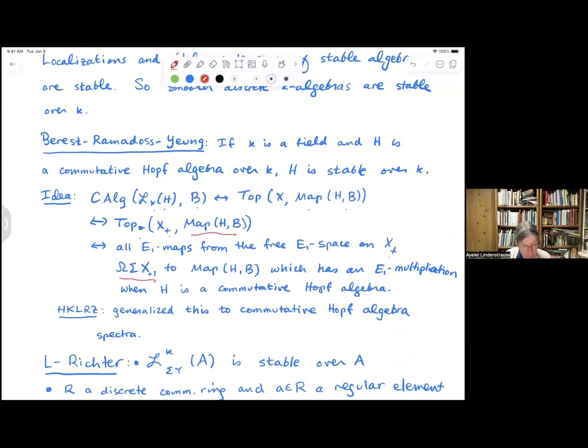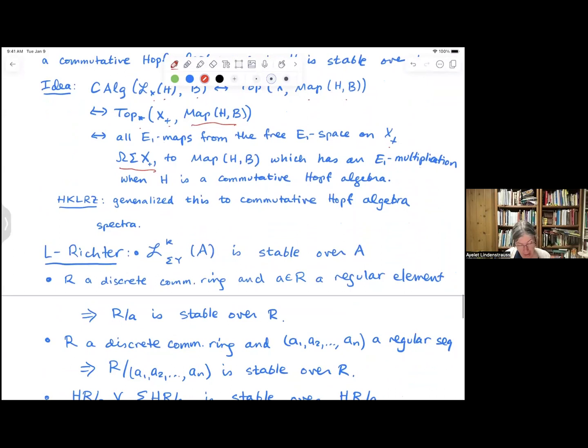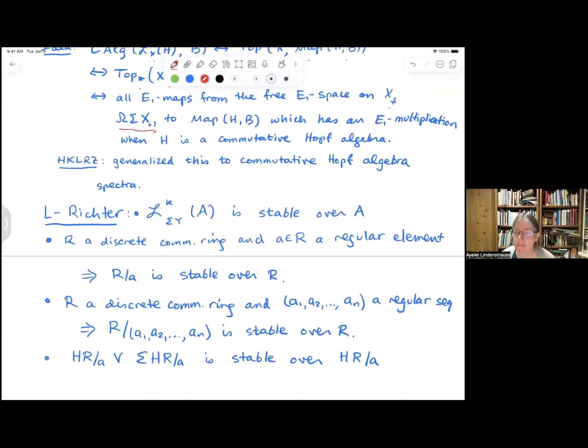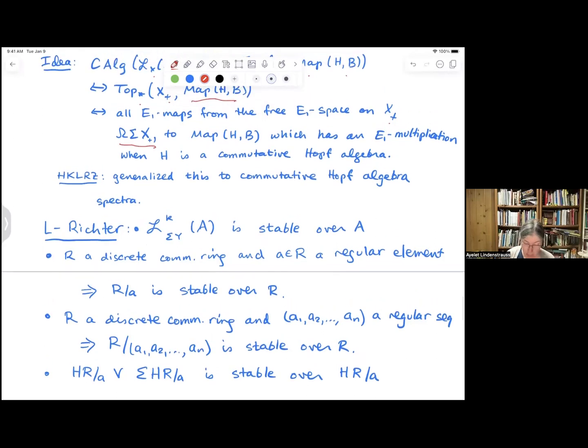And with Hedenlund, Klanderman, Richter, and Zhu, we generalized this to commutative Hopf algebra spectra. And there are other examples. With Birgit Richter, we showed that if the ground algebra that you're looking at is A, and you're doing a Loday construction over a smaller K, over a suspension, it has to be a suspension of A, then this whole thing is stable over A.